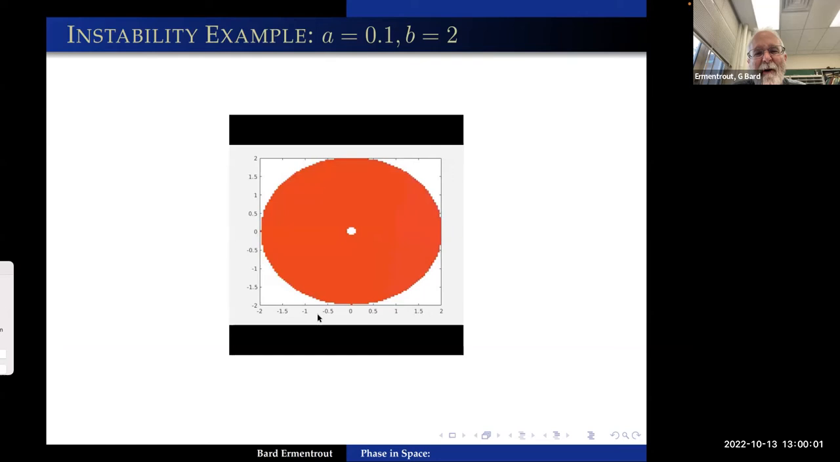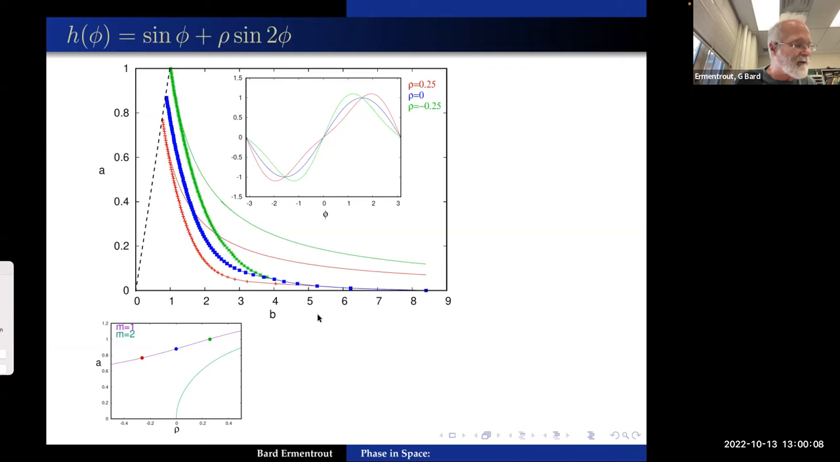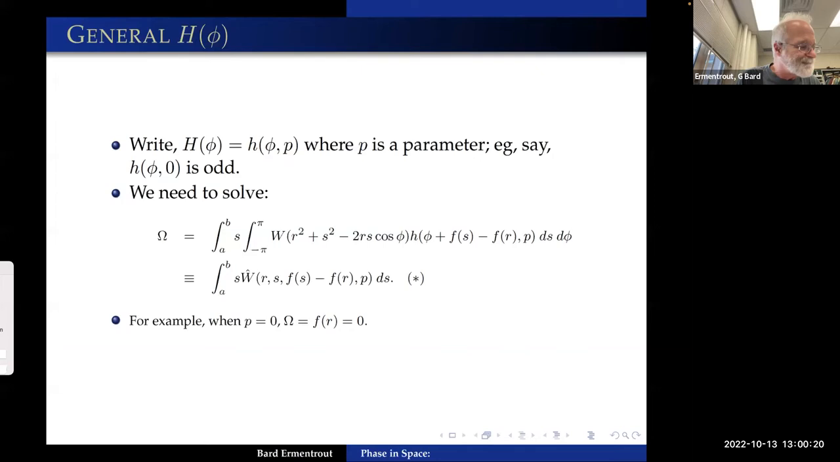Okay, I'm gonna skip this part. If you add some sine 2 phi, you can change the radius of stability. You can make things more or less stable. What about general H? That's much harder. Okay, if H of phi is, so here's how I'm gonna prove this, all right? So there's some people out here that know math, right? I mean, there's some math guys here. Is that true?